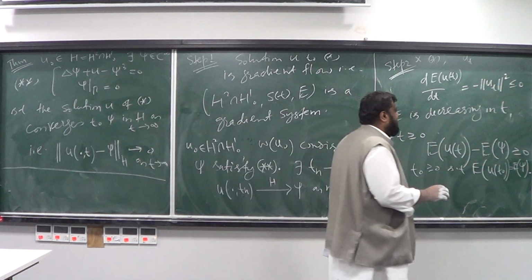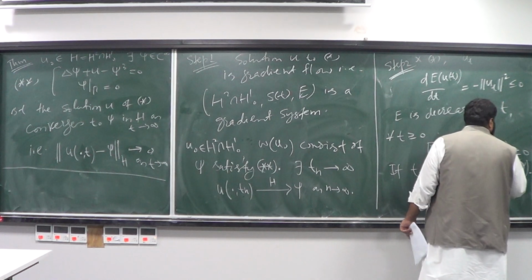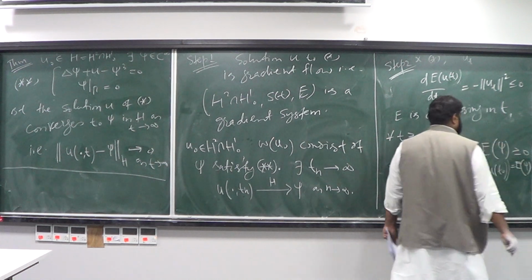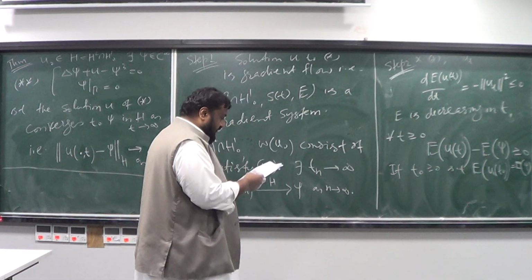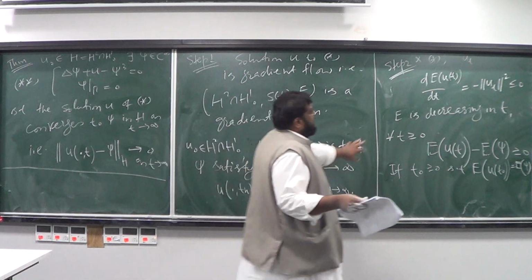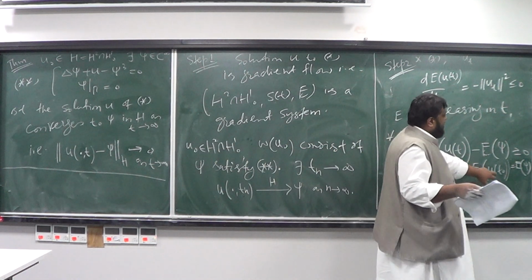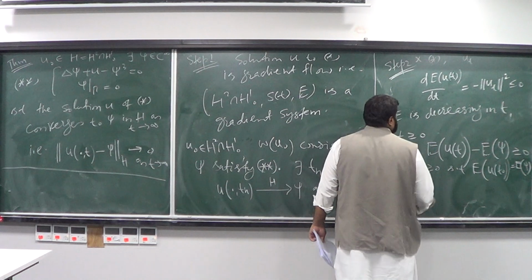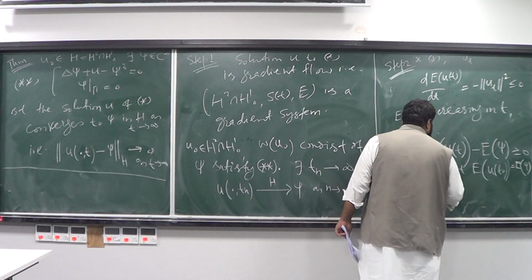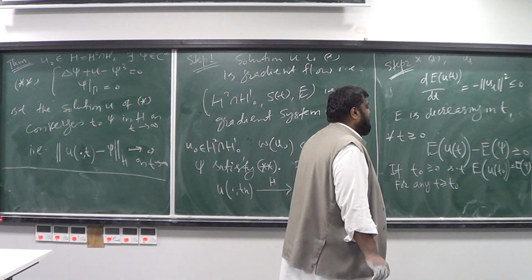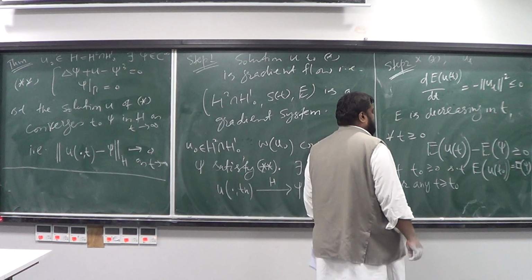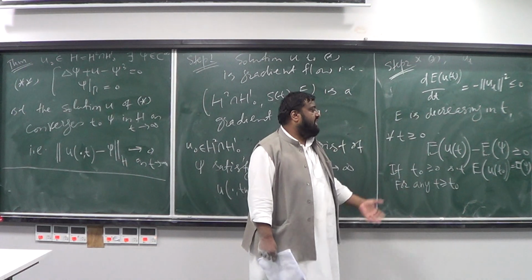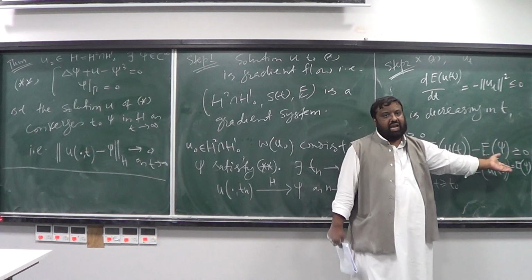So I'm considering the first case, that simple case, when E of u of t naught is really equal to E of psi for some instant t naught. Now if this is the case, then this equation also holds for instant t equal to t naught, or for any t bigger than or equal to t naught. Since E of u of t naught is equal to E of psi, and t is an instant after t naught, then E of u of t would still be E of psi.